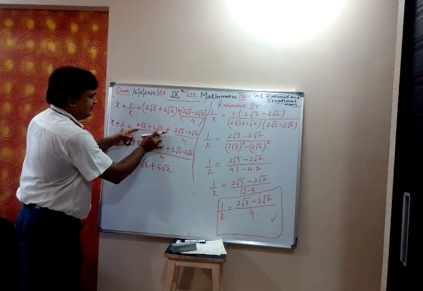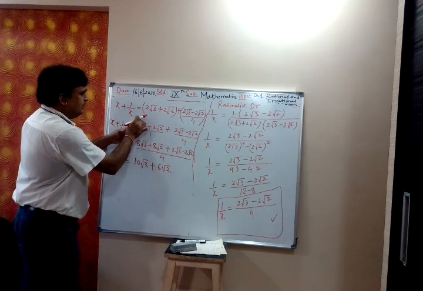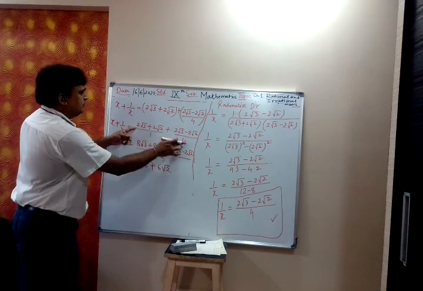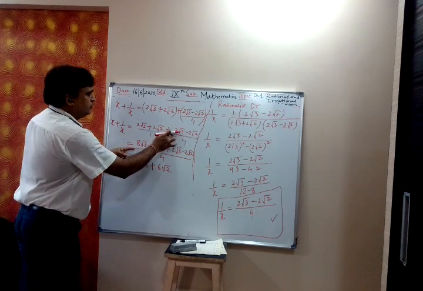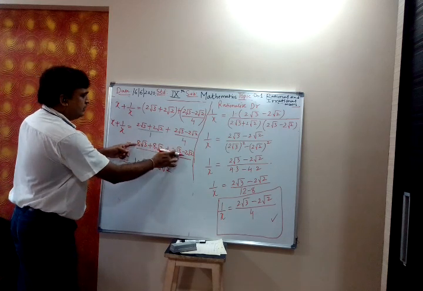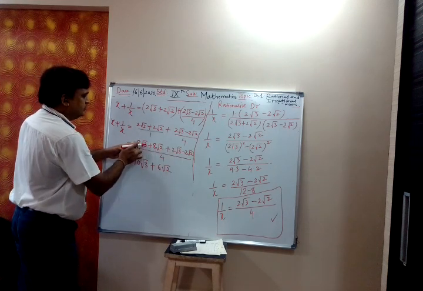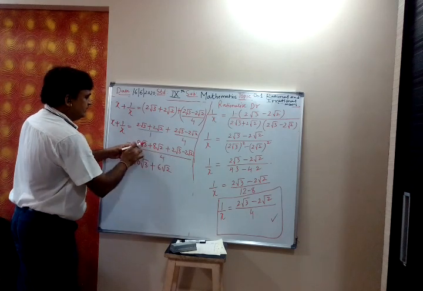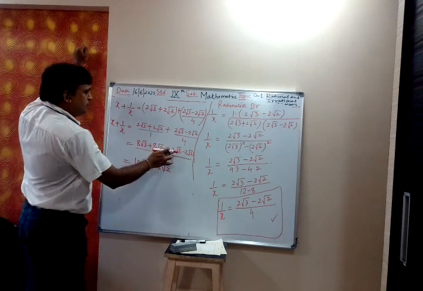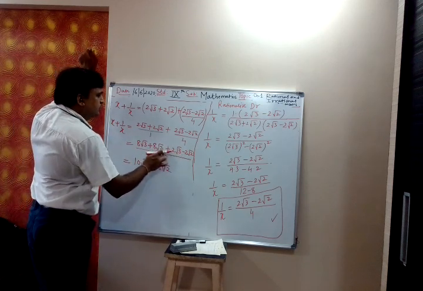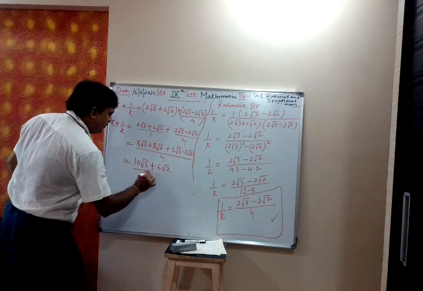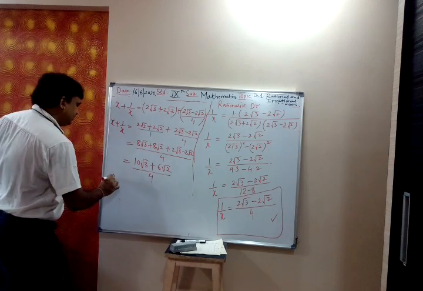See, taking LCM as 4, this term I will multiply and divide by 4 and then I will simplify. So 4 into 2, 8 root 3 plus 4 into 2, 8 root 2 plus 2 root 3 minus 2 root 2 upon 4. Now 8 root 3 and 2 root 3, because of this root 3 they are like terms. So 8 root 3 plus 2 root 3, taking root 3 common, 8 plus 2, 10 root 3. Plus 8 root 2 minus 2 root 2, root 2 common, 8 minus 2, 6 root 2 upon 4.